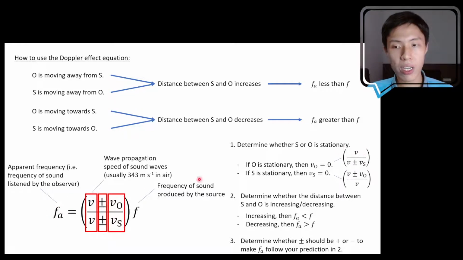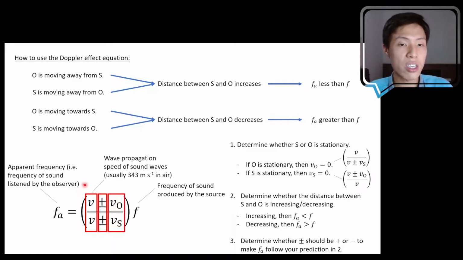So if we want to make the f apparent smaller, should we plus or should we minus over here to make this value smaller than 1? We should put the plus, right? If we put the plus, then the value down here will be greater than the value up here. Numerator smaller than denominator, it will be like 8 over 10. So you get a number which is smaller than 1. So you know you need to put a plus here, so you change it to a plus, then you put in your substitution, then you get your apparent frequency.